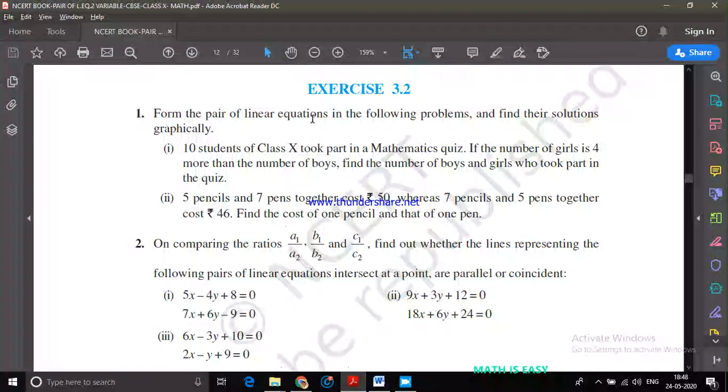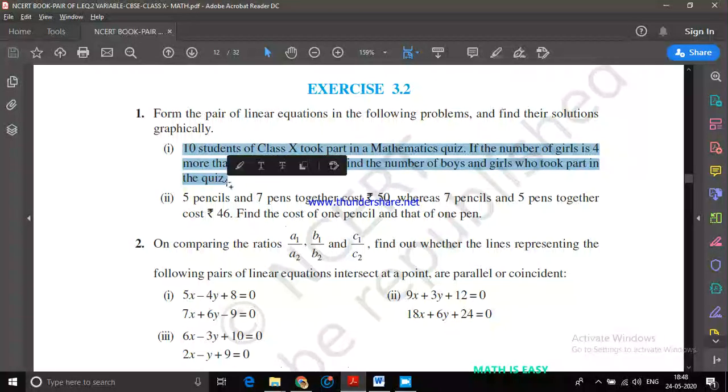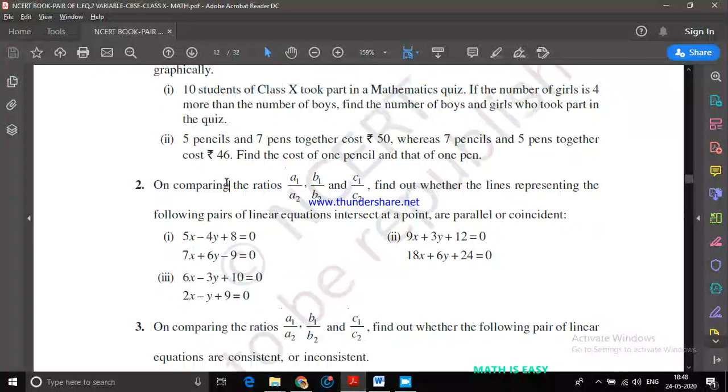Form the pair of linear equations in the following problem and then find their solutions graphically. 10 students of class 10 took part in a mathematics quiz. If the number of girls is 4 more than the number of boys, find the number of boys and girls who took part in the quiz. How many boys are there and how many girls are there?